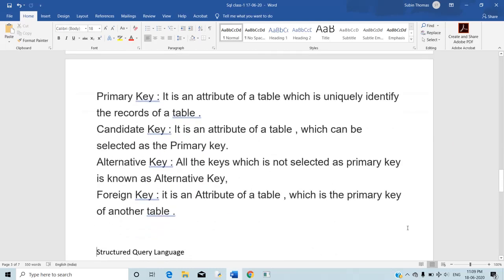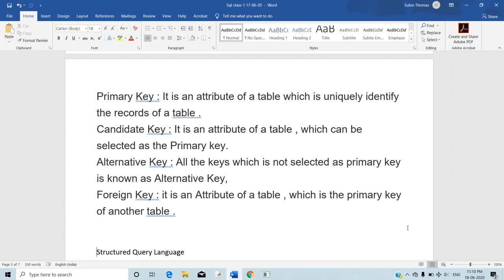And the next one is primary key. Primary key means it's an attribute of a table which can uniquely identify the tuples of a relation. Relation means table, tuple means record or row. So, it is an attribute. Primary key means it's an attribute of a table which uniquely identifies the tuples of a relation, uniquely identifies the records of a table.